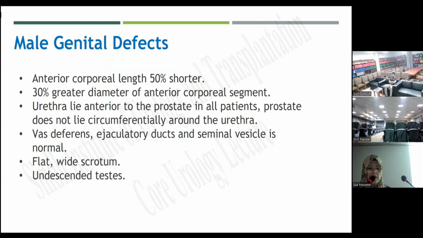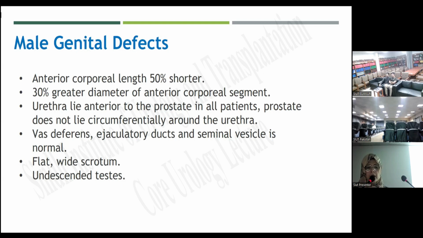The male genital defects associated with the EC include a 50% shorter anterior corporeal length with 30% greater diameter, and the urethra lies anterior to the posterior. Most of the prostate does not lie circumferentially around the urethra, whereas the weight, volume, and cross-sectional area of the prostate are normal. The vas deferens, ejaculatory ducts, and seminal vesicles are normal.